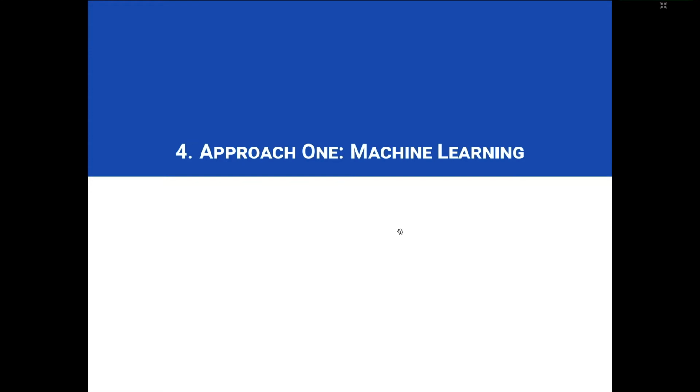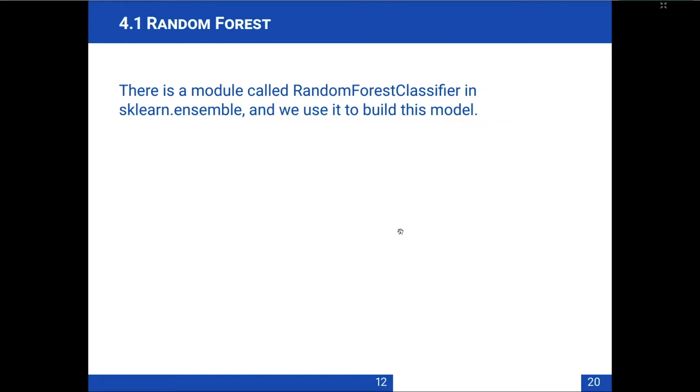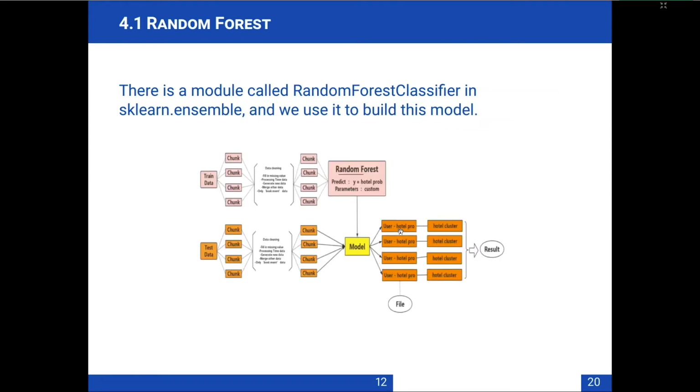Hello everyone, I'm Hu Yifei, and I will introduce the machine learning models we used in this project. We use 3 machine learning models in our project, and we try to combine them together. First, random forest. Random forest is a classifier with multiple decision trees. For each tree, the training set used is sampled from the total training set using the put-back method. The flowchart shows how to implement this model, and there is a module called RandomForestClassifier in sklearn, and we use it to build this model.